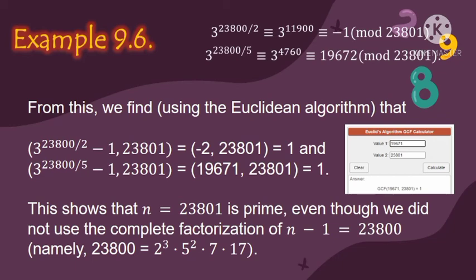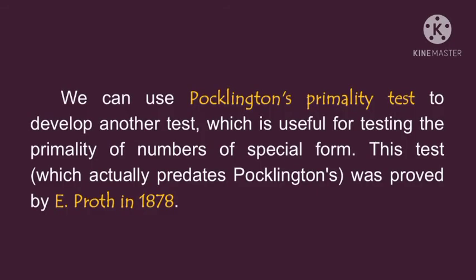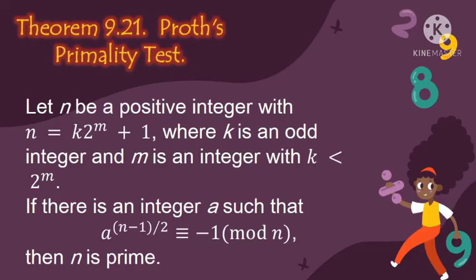This shows that n equals 23,801 is prime even though we did not use the complete factorization of n minus 1 equals 23,800, namely 23,800 equals 2 raised to 3 times 5 raised to 2 times 7 times 17. We can use Pocklington's primality test to develop another test which is useful for testing the primality of numbers of special form. This test, which actually predates Pocklington's, was proved by E. Proth in 1878.